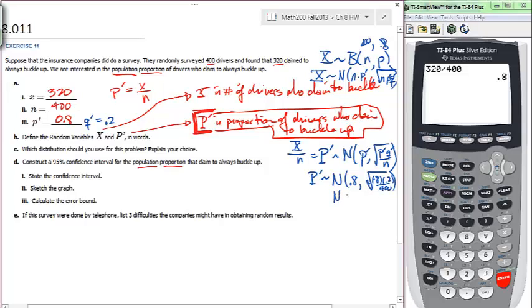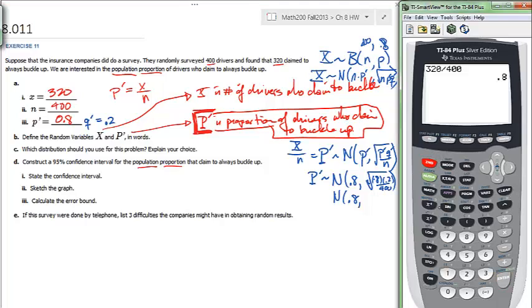So let's see if we can figure that out using our calculator. And with our calculator we can do this all in one command. Let's find the square root button. We have 0.8 times 0.2 and then divide by 400.